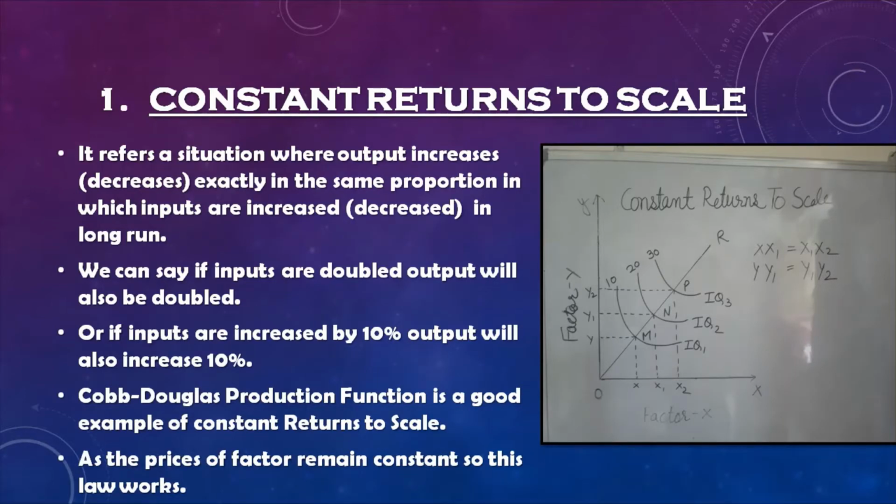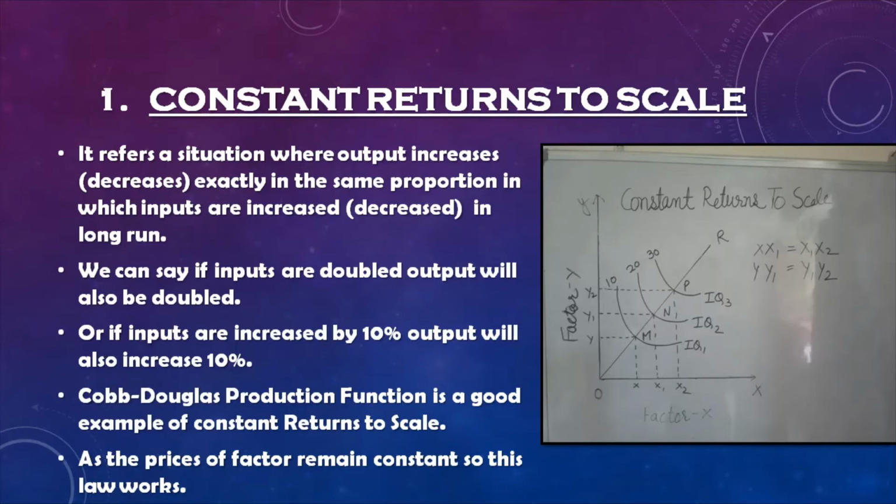It refers to a situation where output increases or decreases exactly in the same proportion in which inputs are increased or decreased in the long run. We can say if inputs are doubled, output will also be doubled, or if inputs are increased by 10%, output will also increase by 10%. Cobb-Douglas production function is a good example of constant returns to scale. As the prices of factors remain constant, this law works.